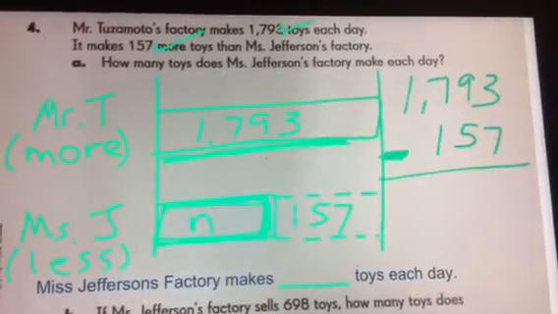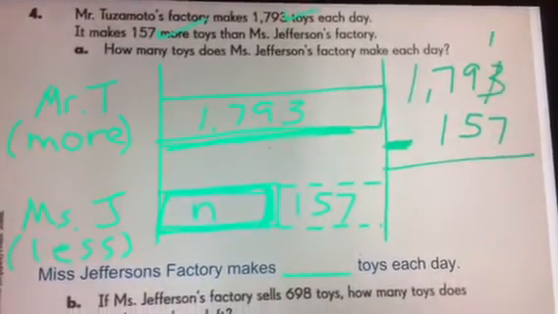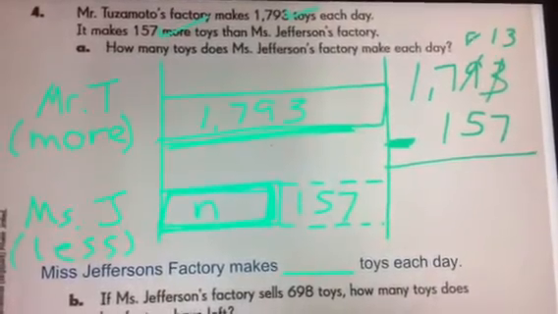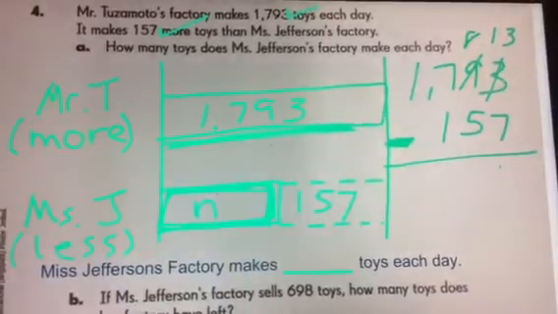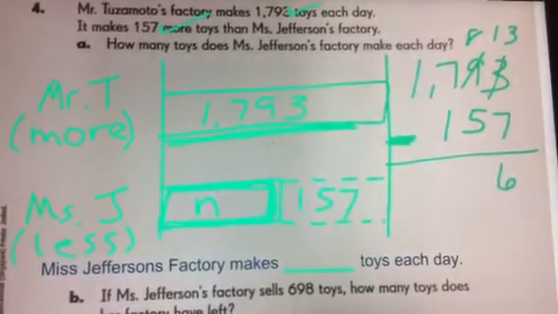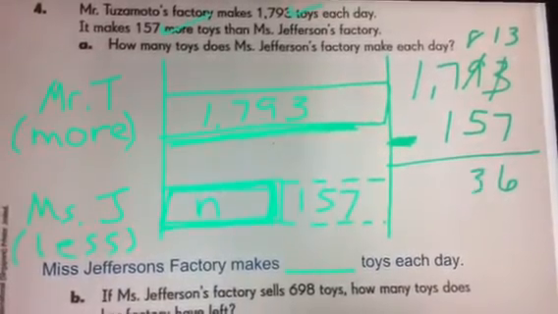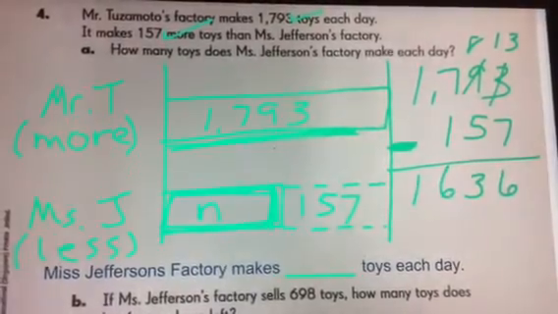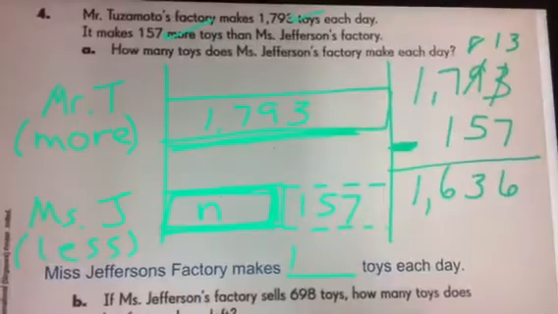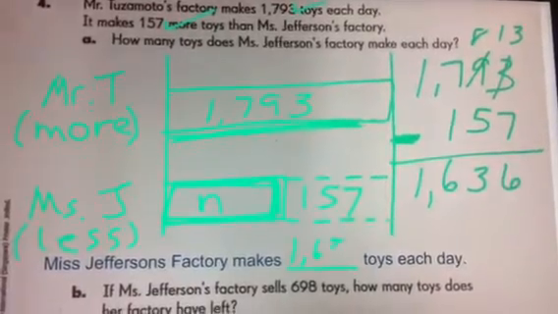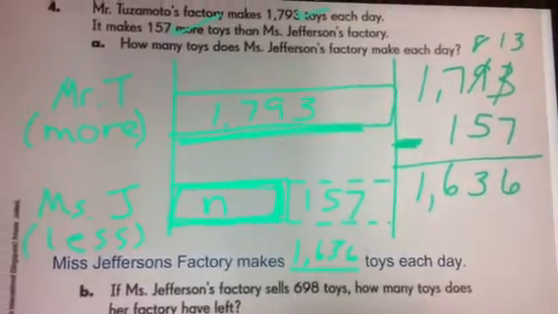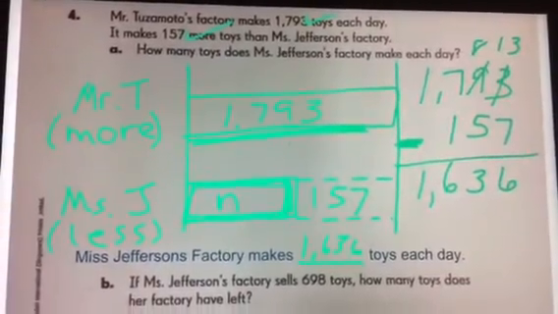So it's going to be 1,793 minus 157. So let's go ahead and regroup. 13 minus 7 is 6. 8 tens minus 5 tens is 3. 700 minus 100 is 600. Bring down the 1,000. So far we have this answer. Miss Jefferson's factory makes 1,636 toys each day.